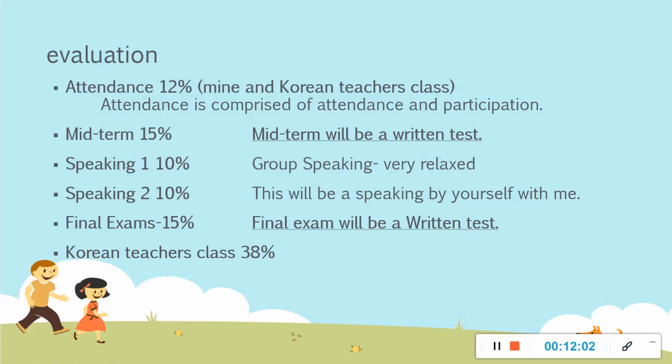So maybe you come to every class, your midterm, your speaking, and your final exam with me is perfect. So you're like, wow, A+, everything is A+, A+, A+, A+. And then the Korean teacher's class is terrible. And every test is terrible. Everything has gone wrong. It's a problem because we have to combine them together.